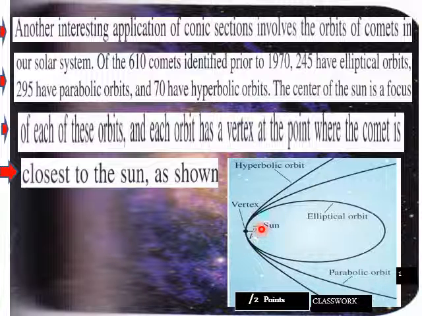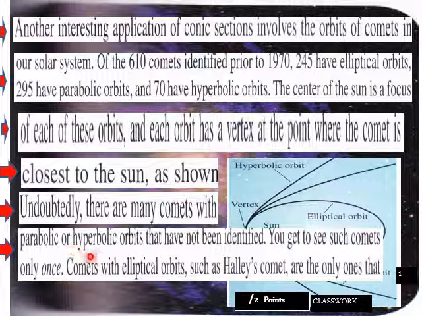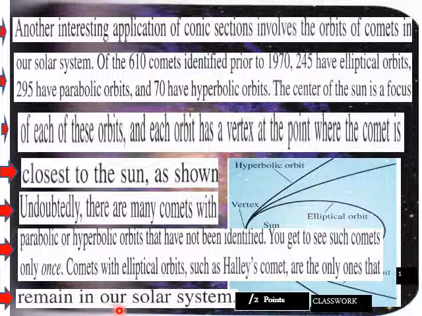So here's the sun. Our sun again is a focus of these orbits here, and it's interesting to see how the sun affects all these orbits of these comets. Undoubtedly, there are many comets with parabolic or hyperbolic orbits that have not been identified. You get to see such comets only once. Comets with elliptical orbits, such as Halley's Comet, are the only ones that remain in our solar system. That's interesting there. Halley stays in our solar system.